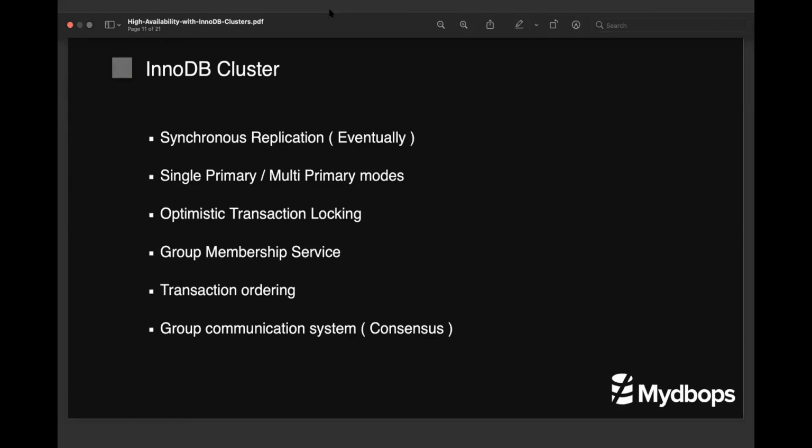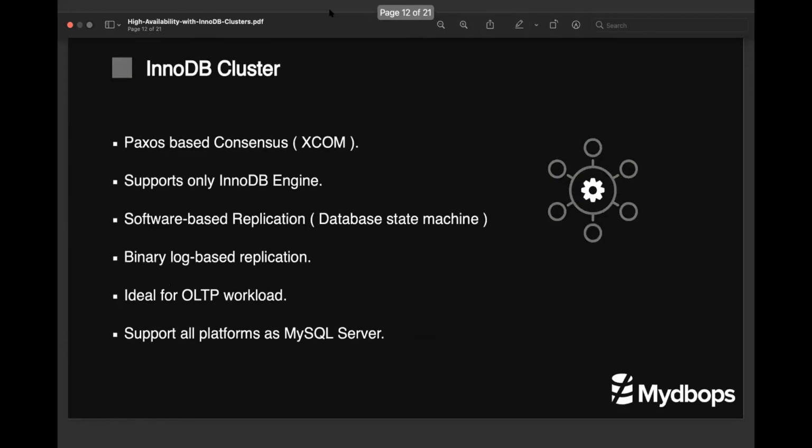So consensus, like the term, means an agreement. Like when you propose something like a primary, the others or the readers should accept it. So that's called consensus. Actually it is a political term, used in constitutions and such. Okay, yeah. So here what we use is a Paxos based consensus, and we have XCOM. XCOM is the extended communication system.